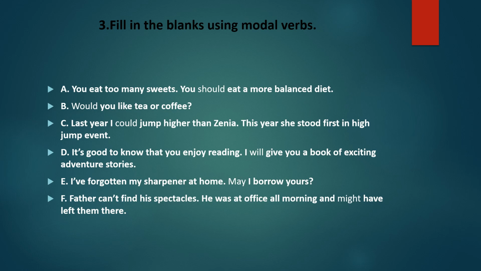It's good to know that you enjoy reading. Dash give you a book of exciting adventure stories. Now here in this sentence, we are talking about the future and suggesting something also. Suggestion is also there. So what will we use? We will use I will. So here will and shall you can use. I will give you a book of exciting adventure stories.